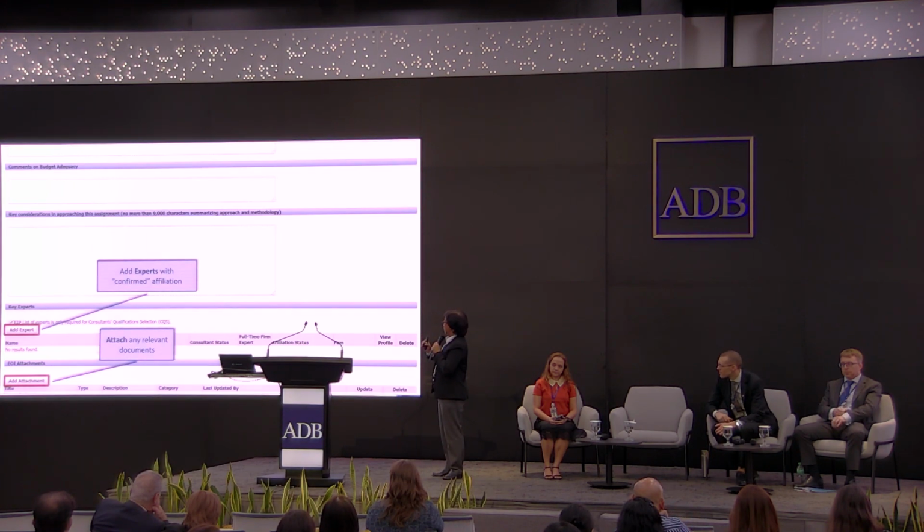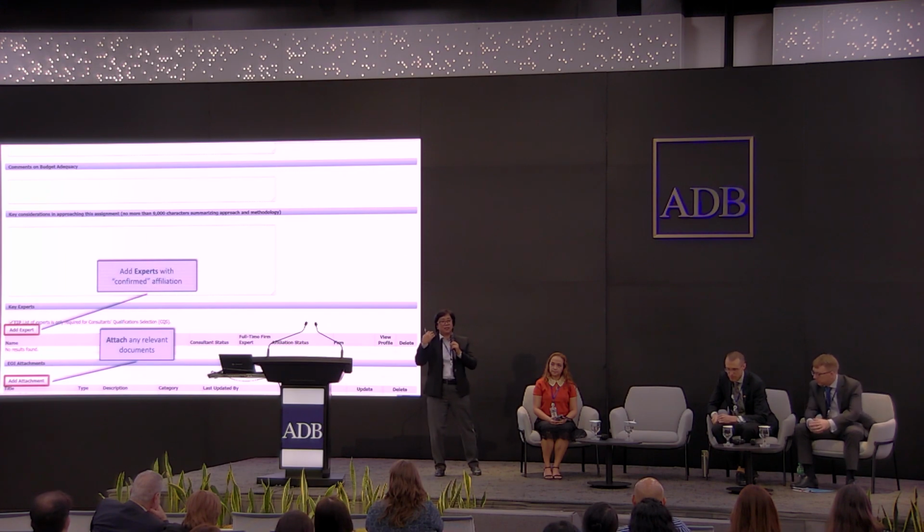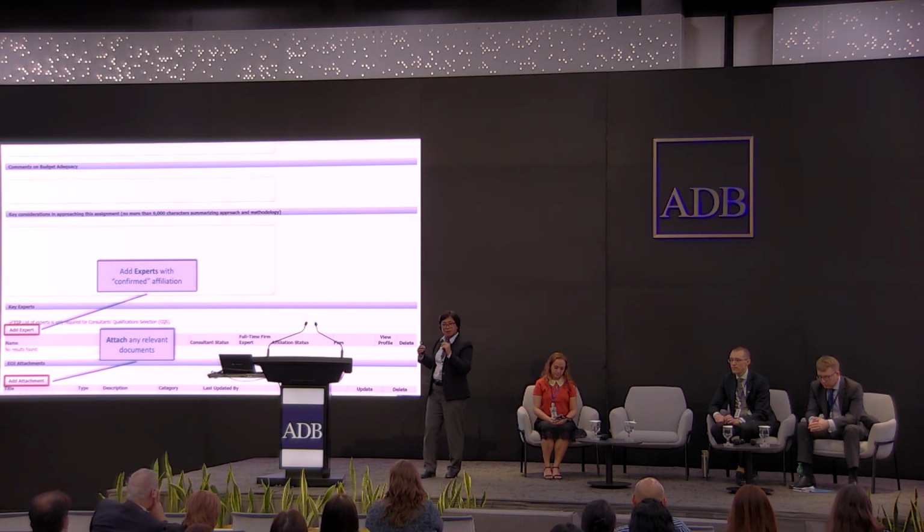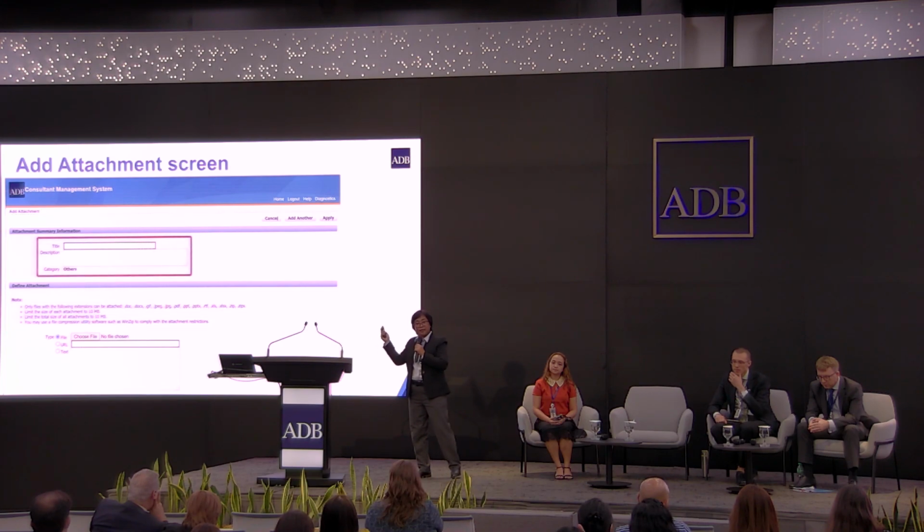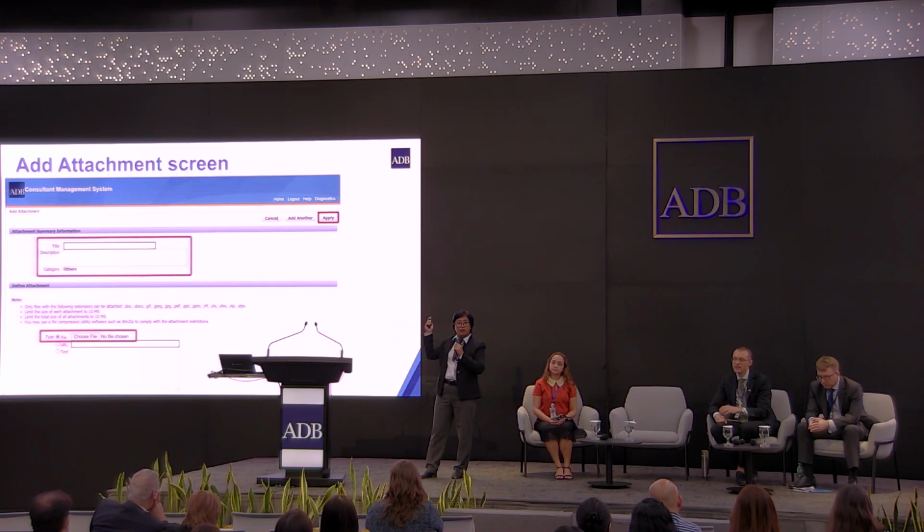And then also, if there are any relevant attachments that you want the CMS selection team to use to inform them, these are documents that will help them consider you for this opportunity, you can attach it here. So just click Add Attachment, and then you will be led to this screen. There's the title of the attachment, and put the description. And of course, choose the file that you want to attach. Once done, just click on Apply.